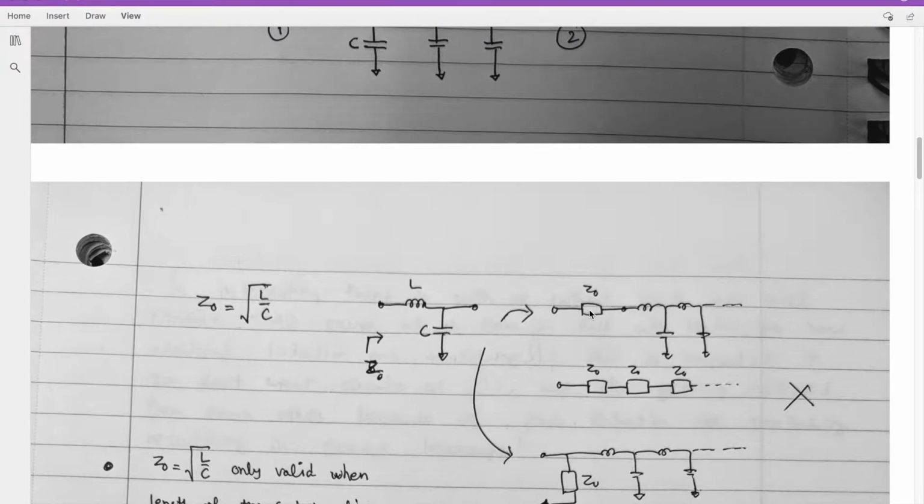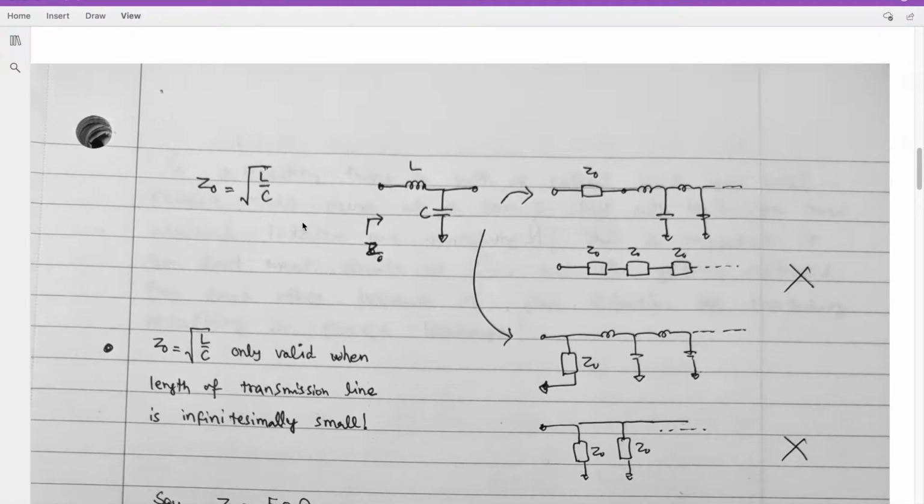So if it is not in series, maybe this section means Z0 impedance in parallel. So we can replace all those sections with parallel Z0. If that is the case, they are all in parallel, so they should give us zero impedance, right? But now that is again not the case. We are supposed to see Z0 impedance.